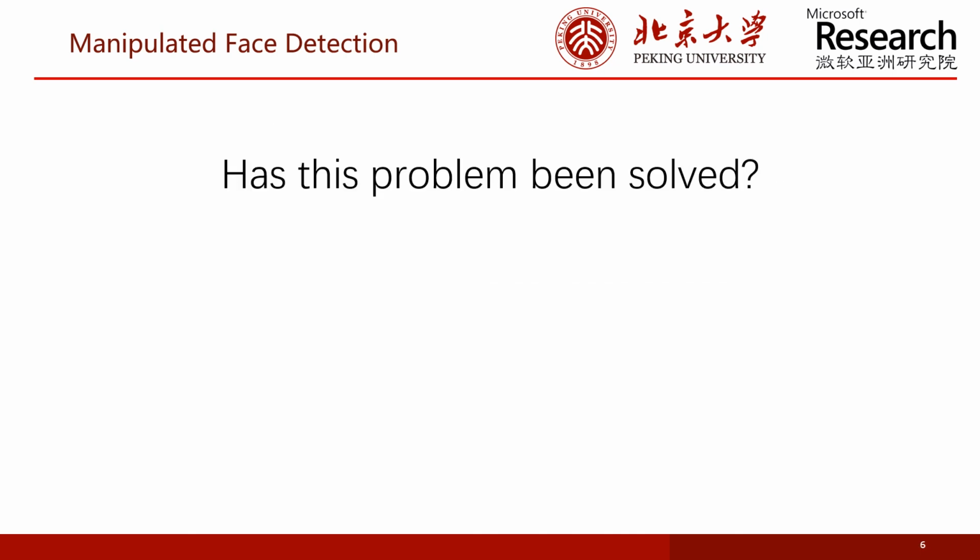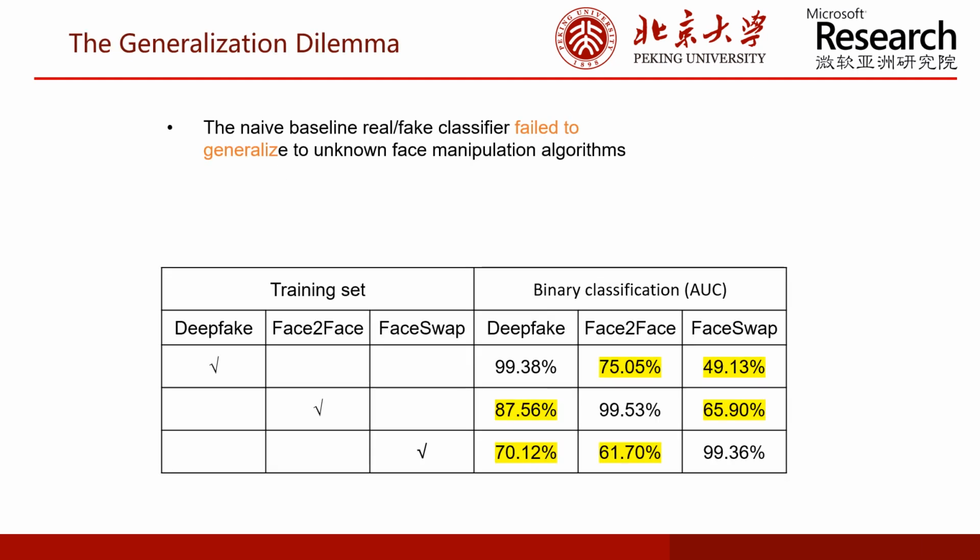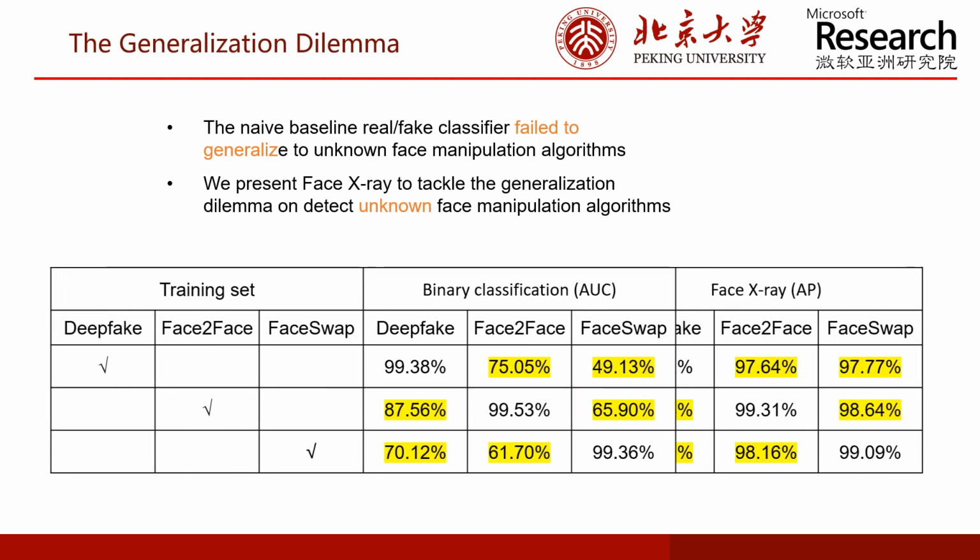But has this problem been solved? Our answer is no. Let's look at this table. If a classifier has a good result on one algorithm, it cannot generalize to other algorithms. Like in the first row, if you train on DeepFakes, it gets a 99% result, but only gets 50% on FaceSwap, which is basically a random guess. We should emphasize that they are both face replacement algorithms. It's like even if you have a very good DeepFakes detector, one day somebody comes out with DeepFakes plus, and your detector will just fail totally. That's why we bring the face X-ray to solve this problem.